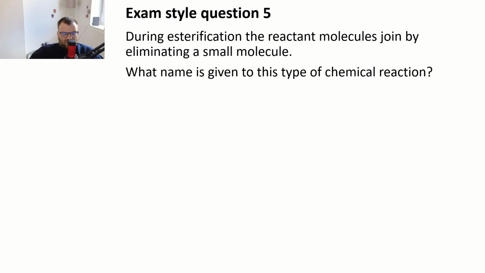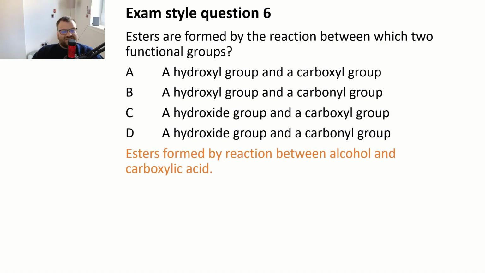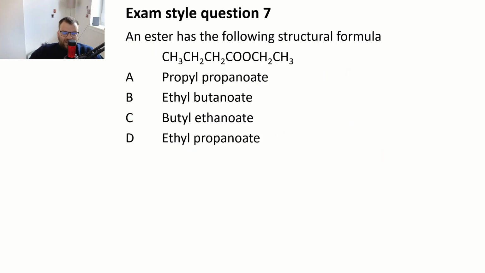Next one, we're talking about an esterification, joining together and eliminating a small molecule. That is what happens in a condensation reaction. Here we're making esters and we're asked about what functional groups are reacting together. Well, esters are formed from carboxylic acids and alcohols. Alcohols have a hydroxyl group. Carboxylic acids have a carboxyl group. That gives A.